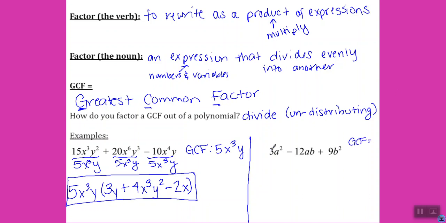In our next example, we have 3, negative 12, and 9, and the thing that goes into all of those is 3. The first two terms have a's, but because the third one does not, we can't take out any a's. And the second and third terms have b's, but the first one does not, so we can't take any b's out. So our GCF this time is just 3. So I'm going to divide all of them by 3. My GCF goes out front, and when I divide, I'm left with a squared minus 4ab plus 3b squared.